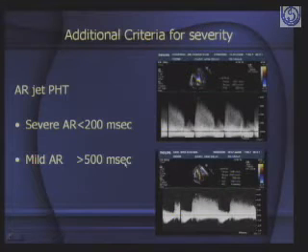I hope this concept is clear, because hemodynamically, the more the blood, the rapidity with which it flows into the LV cavity will give you less pressure half time, because the pressure equalization will be fast, and that shows severe aortic regurgitation. If it is taking more time, then that shows you mild.